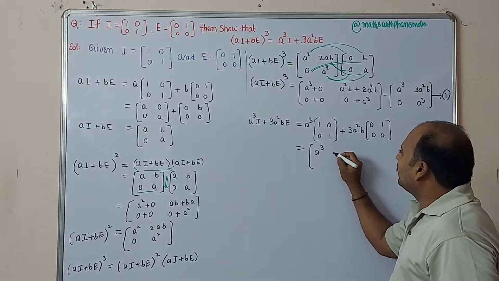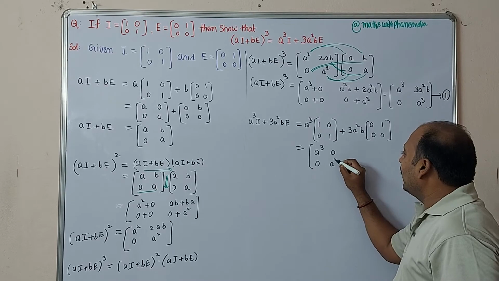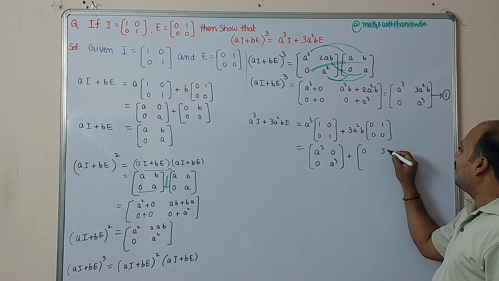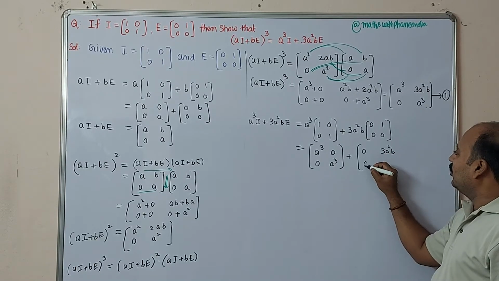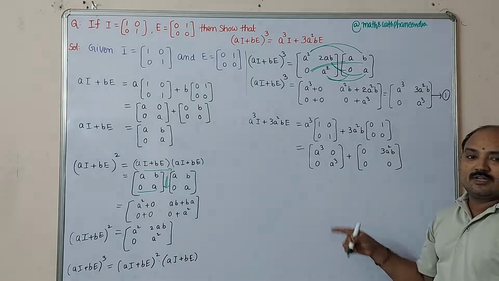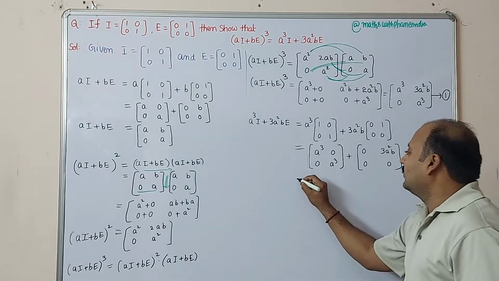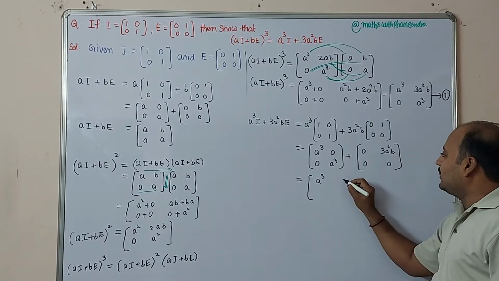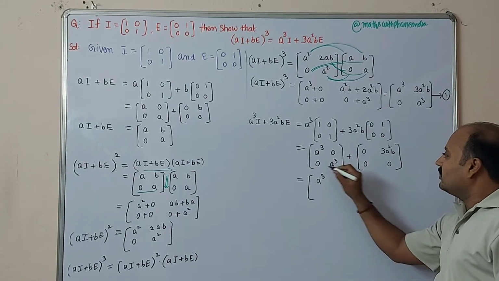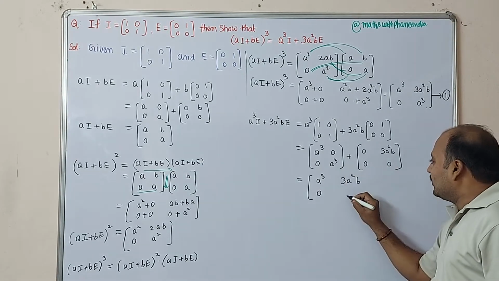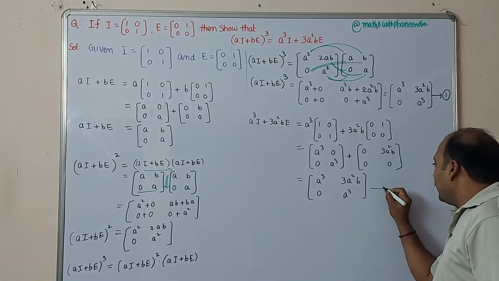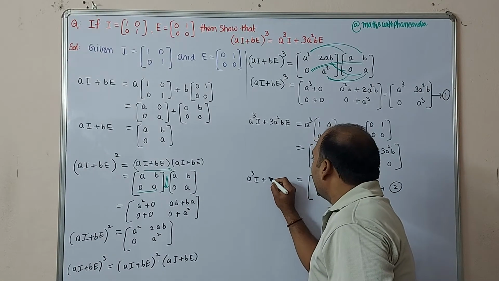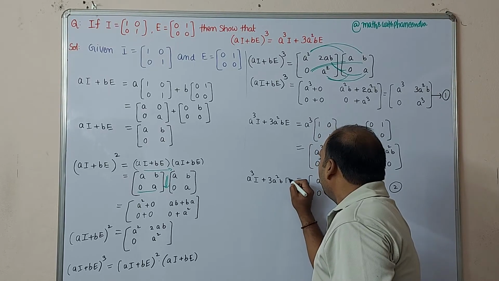So A cube 0 0 A cube plus 0 3A square B 0 0. Next corresponding elements we are going to add. A cube plus 0 is A cube, 0 plus 3A square B is 3A square B, 0 plus 0, A cube plus 0. Equation number 2, which is A cube I plus 3A square B into E.